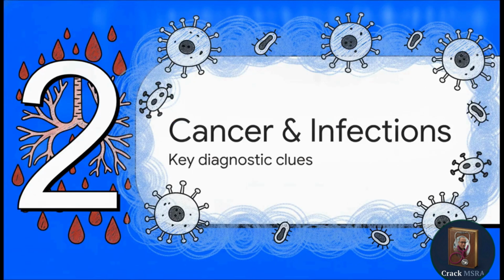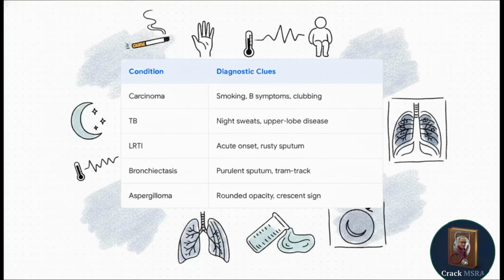Moving on to part 2, cancer and infection causes. If a clinical vignette mentions an older patient with a heavy smoking history, finger clubbing, and B symptoms like weight loss, you are immediately thinking bronchogenic carcinoma. For tuberculosis, the exam will almost always give you chronic low-grade fevers, drenching night sweats, and upper lobe fibrocavitary disease. But the really massive high-yield clues lie in these next two conditions.